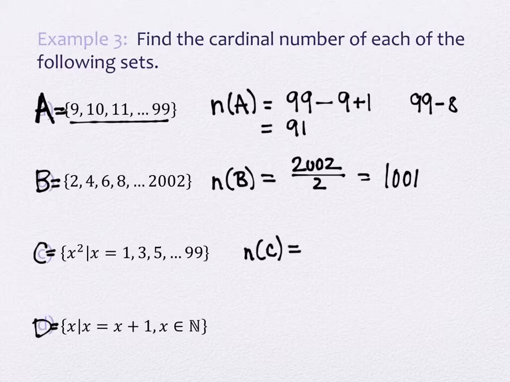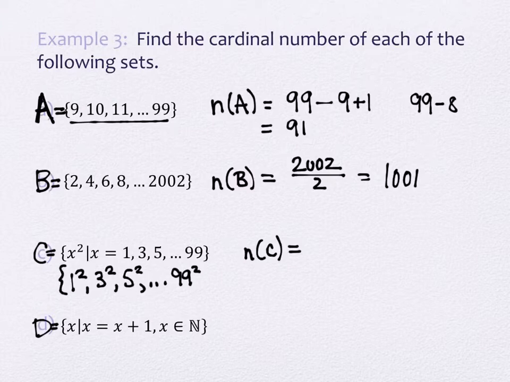A little bit with set notation on C. First of all, realize that the set itself is not the numbers 1, 3, 5, 7, 9. That's not what it is, okay? The set is the square of all those numbers. So if I really wanted to figure out what numbers I have, 1 squared, and 3 squared, and 5 squared, all the way up to 99 squared, right? This is my actual set.